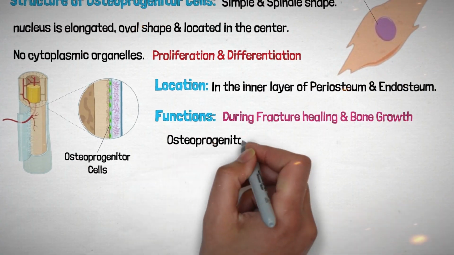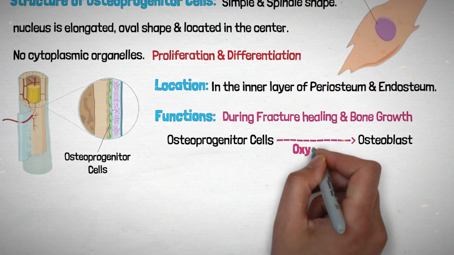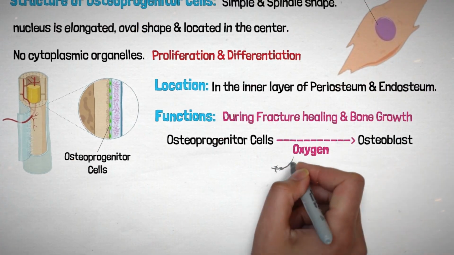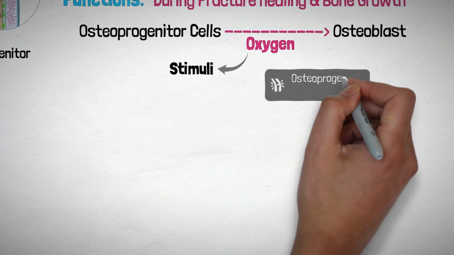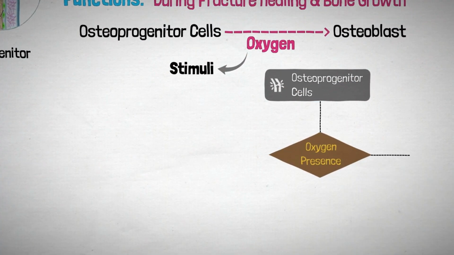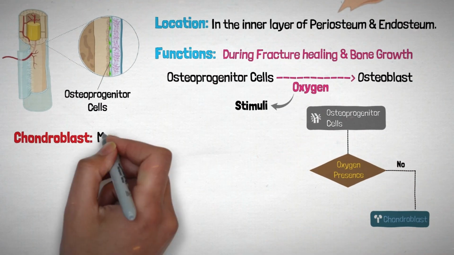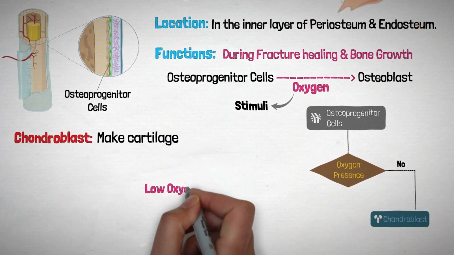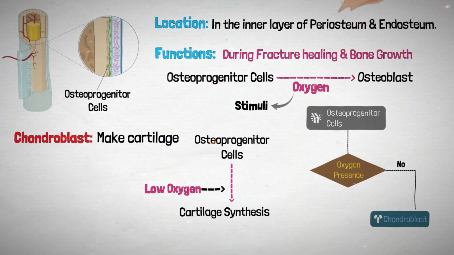Functions. Whenever the body needs new bone during fracture healing or growth, osteoprogenitor cells convert into osteoblasts, especially when they receive a good supply of oxygen. Oxygen acts as a stimulus for osteoprogenitor cells. In the area where these cells are present, if there is a lack of oxygen, then these cells mostly convert into chondroblasts, which are the cells that form cartilage. This means that a low oxygen environment pushes osteoprogenitor cells in the direction of forming cartilage. Cartilage is generally found in areas where blood supply is low, so low oxygen naturally supports this process.